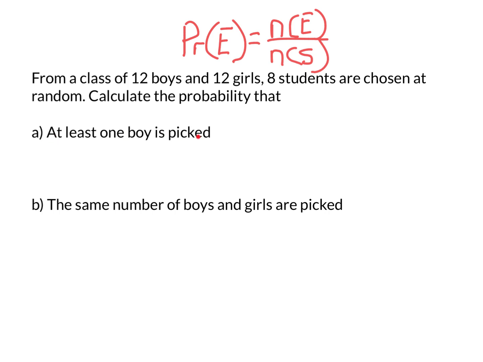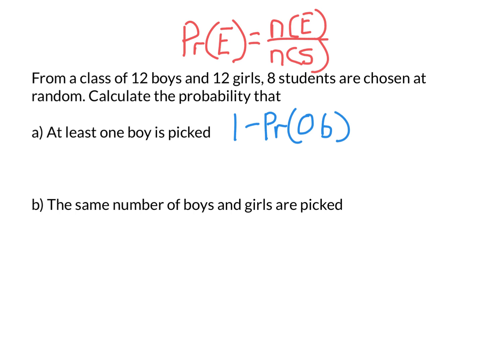Let's calculate the probability that at least one boy is picked. That means the probability that 1 or 2 or 3 or 4 or 5 or 6 or 7 or 8 boys are picked. That took a long time to say. It would take an even longer time to calculate. Remember that sometimes it's easier to calculate the probability an event doesn't happen. So what we're going to do is calculate the probability of no boys, that's what I mean by 0B, and subtract it from 1.